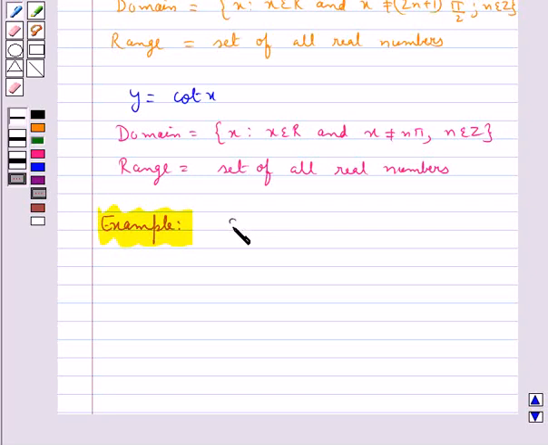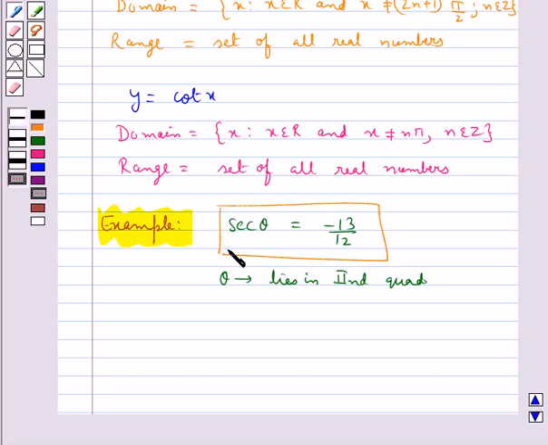Let's take sec theta equal to minus 13 upon 12, and we have that theta lies in the second quadrant. Let's try and find out the values of the trigonometric functions. We have sec theta equal to minus 13 upon 12, and we know that cos theta is equal to 1 upon sec theta. So we get cos theta is equal to minus 12 upon 13.